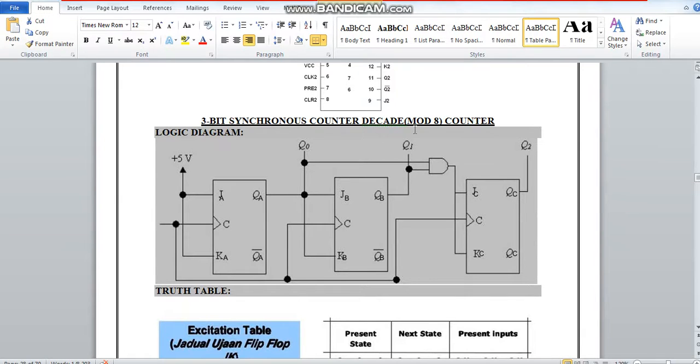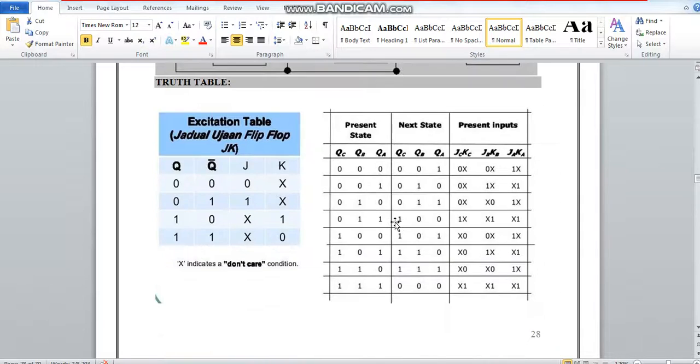A 3-bit synchronous counter means it is going to count from 0,0,0 to 1,1,1. So totally, 0,0,0 to 1,1,1 means you will have 8 states in it, so it is also named a mod 8 counter. Here you can see it is counting from 0,0,0 to 1,1,1. Now these are the states which are present.